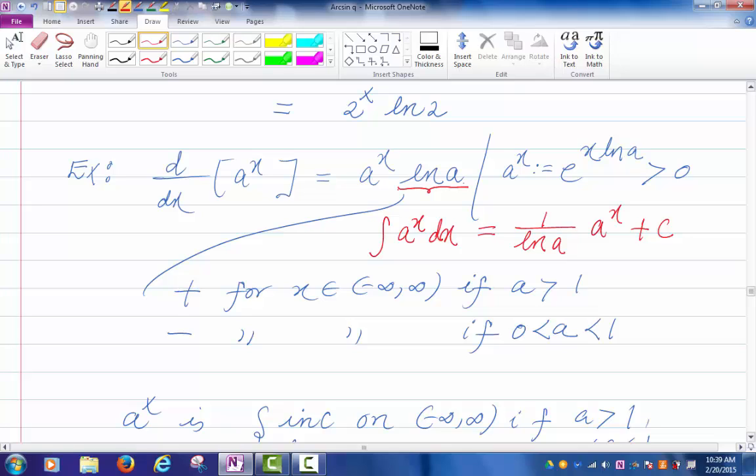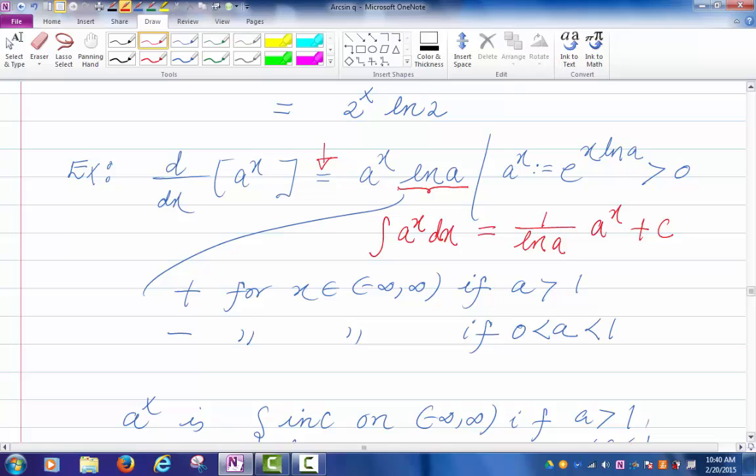Okay, how do I derive that? Well, in this equation, divide both sides by ln of a. And remember, ln of a is constant. So divide both sides by ln of a. The left-hand side will then become the derivative of 1 over ln of a times a to the x. The right-hand side becomes a to the x. And that shows that that's the derivative formula for that.